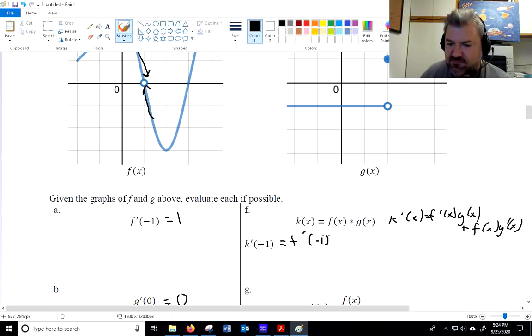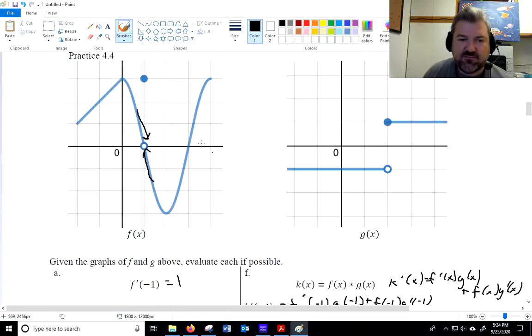F prime of negative 1. g of negative 1 plus f of negative 1. g prime of negative 1. Okay. F prime of negative 1. What is that? Oh, we already did that one. That's 1.